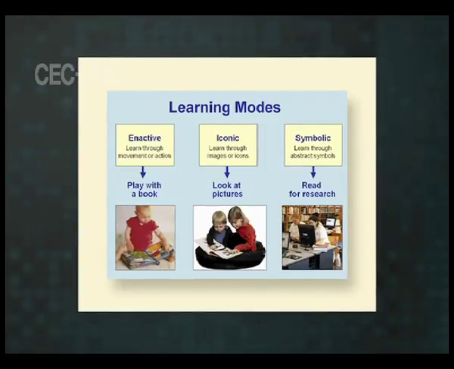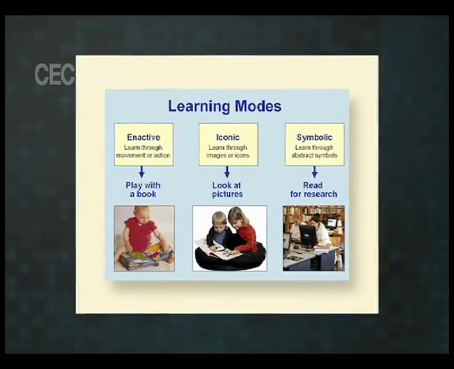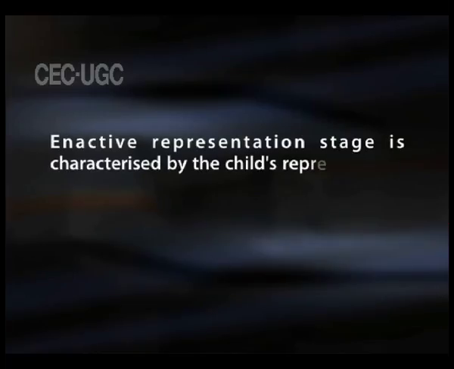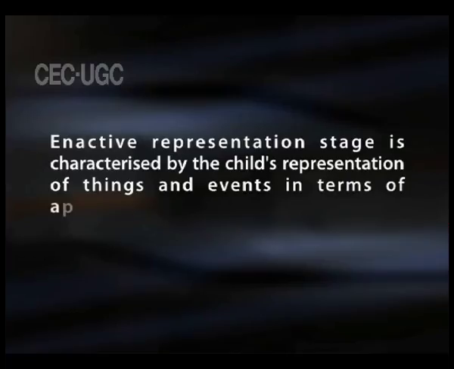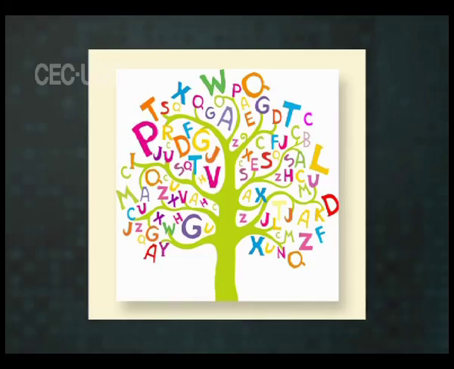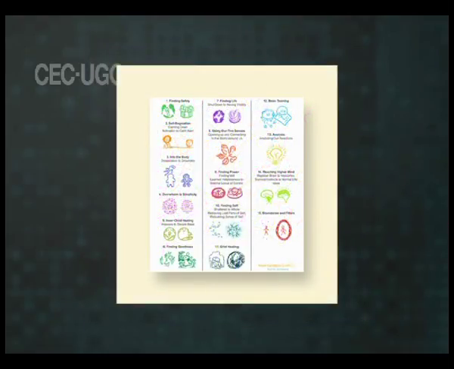Here we should consider the stages of cognitive development enumerated by Bruner. They are enactive, iconic and symbolic representation. Enactive representation stage is characterized by the child's representation of things and events in terms of appropriate motor responses and activities. At this stage, he is unable to make use of language, images or other symbolic representations for carrying out his thought processes and acts out and represents them through non-verbal activities based on motor actions and movements.